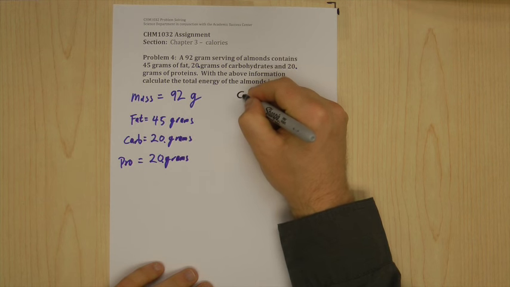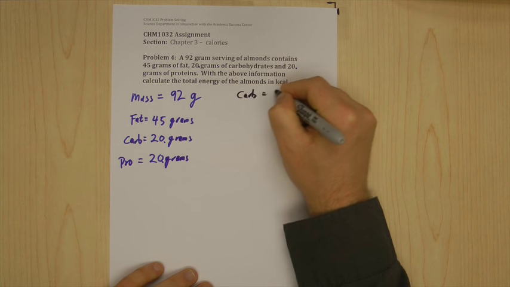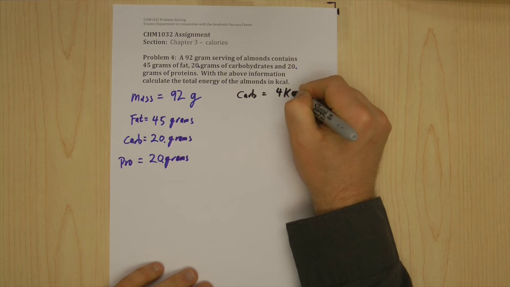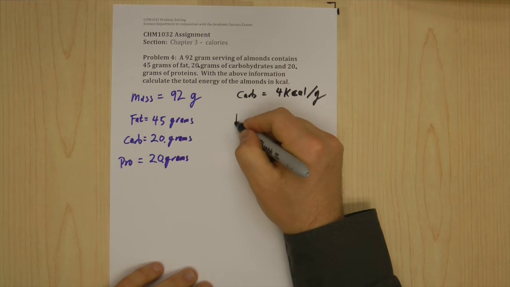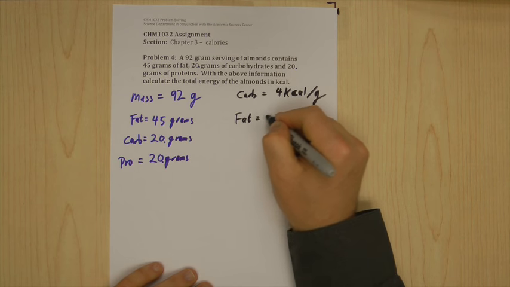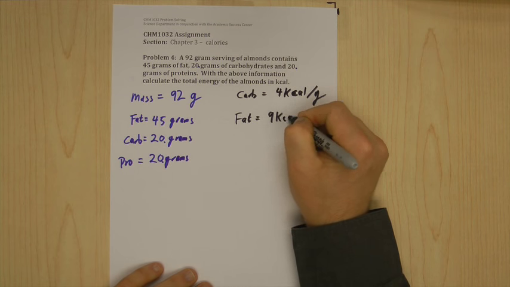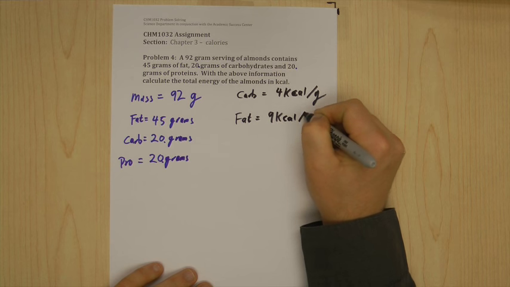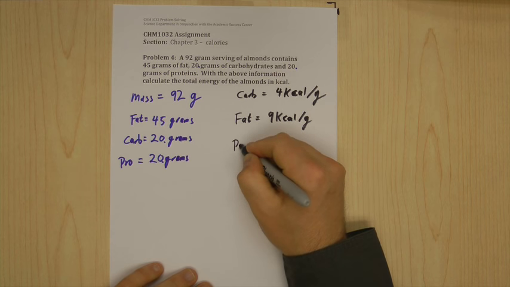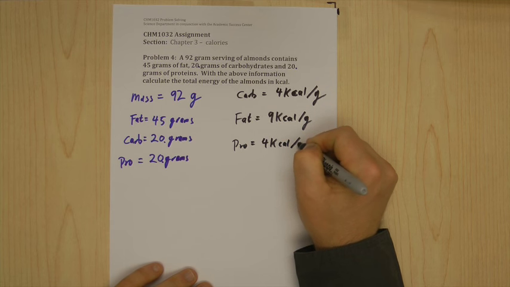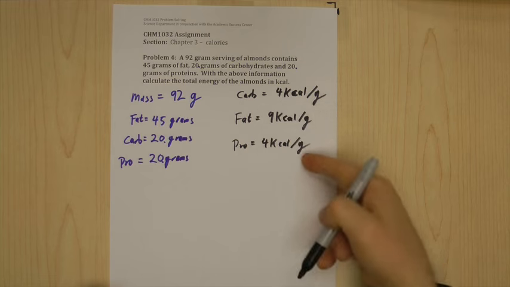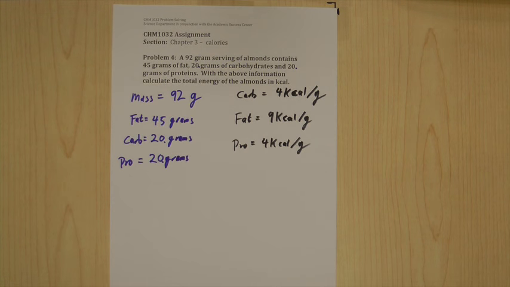Now, here's what you need to know. You need to know that carbohydrates have 4 kcals per gram. Fat has 9 kcals per gram. Protein has 4 kcals per gram. You need to know that. If it was my exam, I would provide that information to you. Ask your professor to make sure.